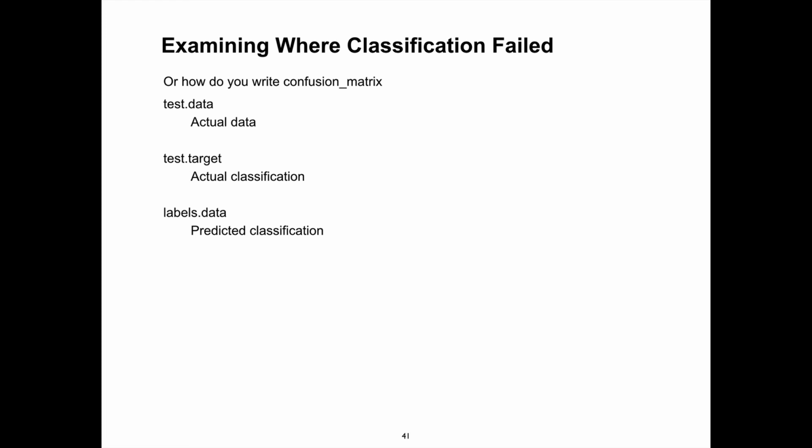Yeah, so the test data is just the actual data that we use for tests. It's actually the articles. The test target is actually the correct classification that, you know, some undergraduate had to go through and mark them. Like we didn't do that because they were internet data for us, right? You post them to the right group, and then labels.data is the actual predicted values, right?